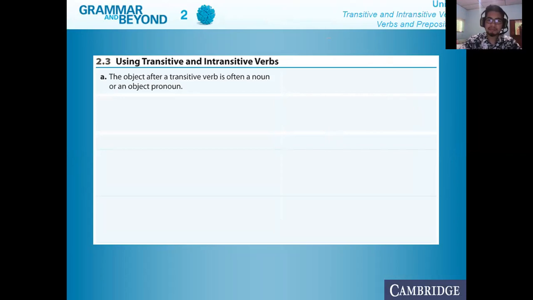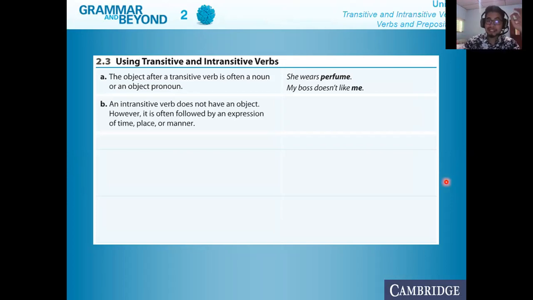So basically, what we have over here is the following. The object after a transitive verb is often a noun or an object pronoun. I told you already about it. We have the examples. She wears perfume. What is she wearing? Perfume. There we have your object, okay? My boss doesn't like me. Who is the person that the boss doesn't like? Me in this case. So in that case, I am the object of that sentence because I can answer the question who. With the first one, I answer the question what, and the second one, the question who.